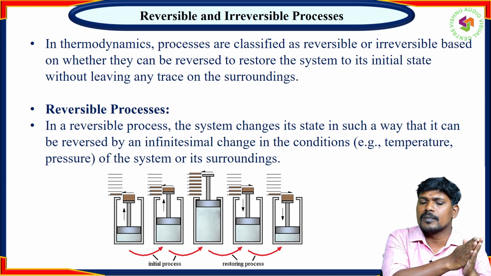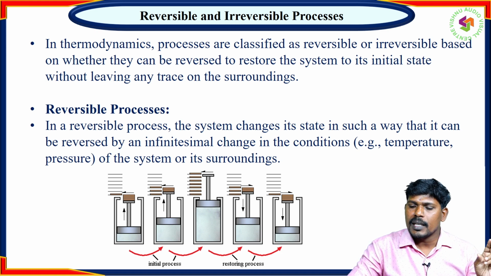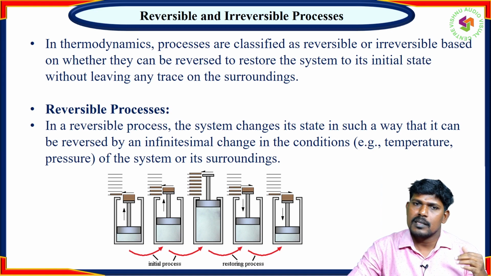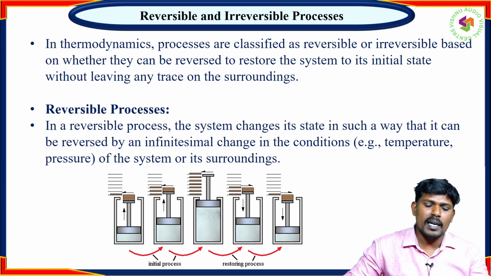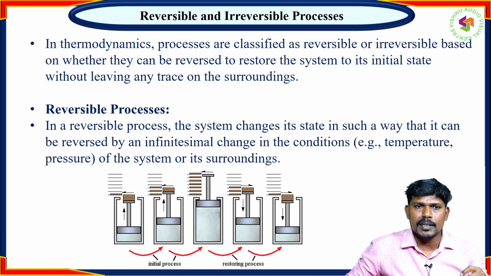a reversible process. In other words, the system changes its state in such a way that it can be reversed by an infinitesimal change in the conditions, for example temperature and pressure of the system or its surroundings. Here we can see the image. That is a cylinder. In that cylinder, a piston is there.